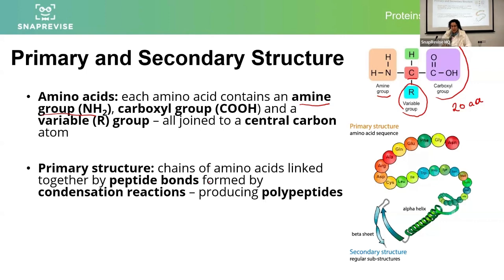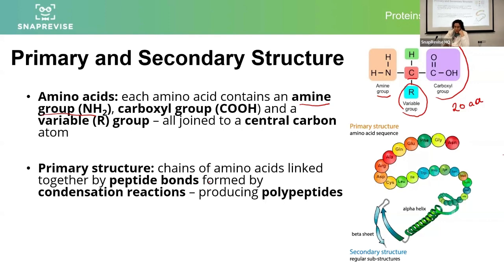Sometimes if you're not asked to draw the amino acids from scratch, you may be asked to identify whether something is an amino acid. And sometimes they'll try to make those questions hard by showing you a relatively complicated variable group, but you will always look for this pattern here: a central carbon atom with a hydrogen, with an amino group, and with a carboxyl group.